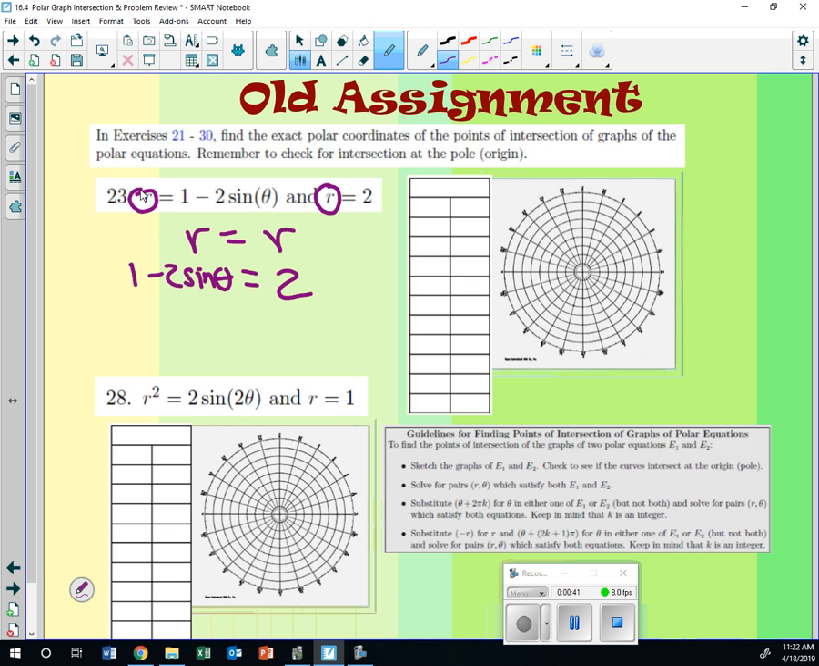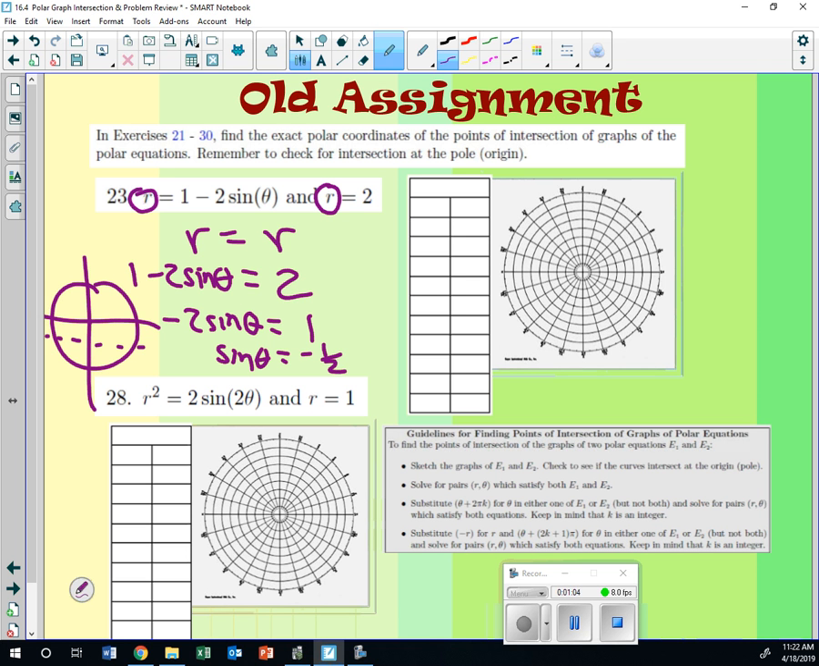Sure. If you subtract 1, you're going to get negative 2 sine theta is equal to 2 minus 1, which is 1. Divided by negative 2, sine theta is negative 1/2. Okay. So on the unit circle, y equals negative 1/2. What are the two places where that is going to be true?